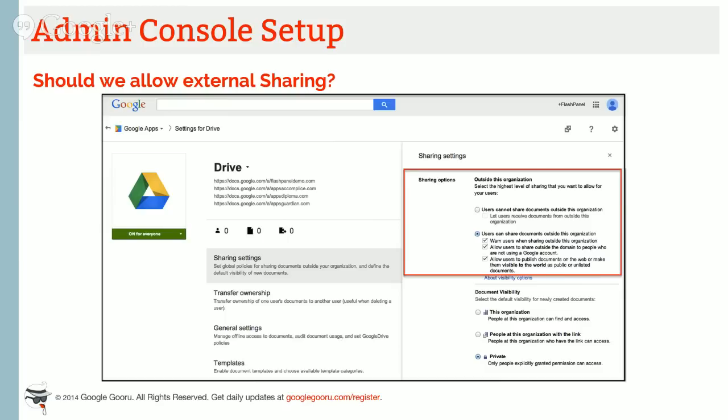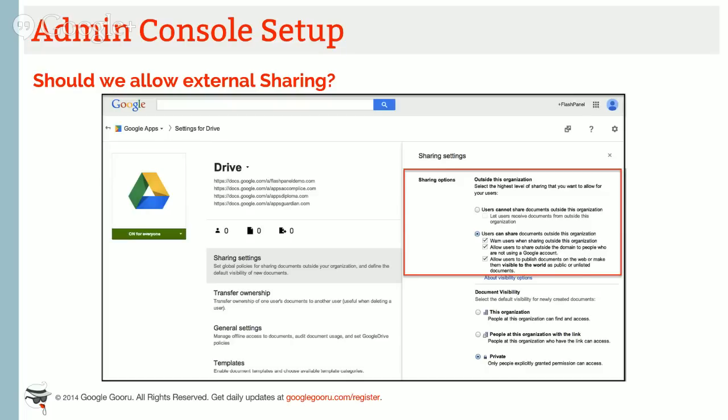But if we're allowing our users to share documents outside of the organization, do we want to warn them when they're about to share a document outside the organization? That's always a best practice. Are we allowing them to share outside of the domain to people who are not using a Google account?